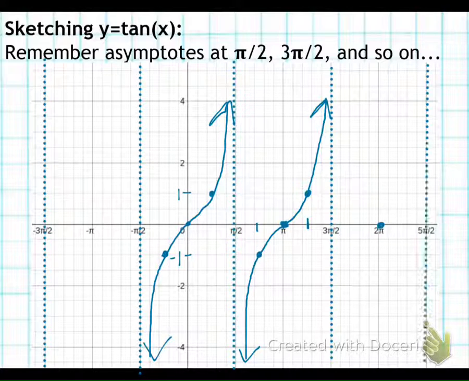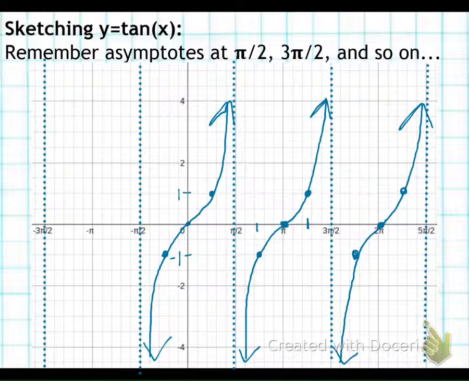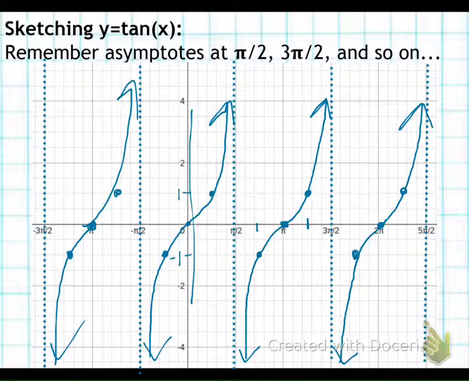Same thing here between negative pi halves and pi, and then on the other side as well, and over here too. It's just repeated over and over again. One of the important things here is that I don't have an asymptote at 0. So if I'm just graphing from 0 to 2 pi, for example, I get this upper half.